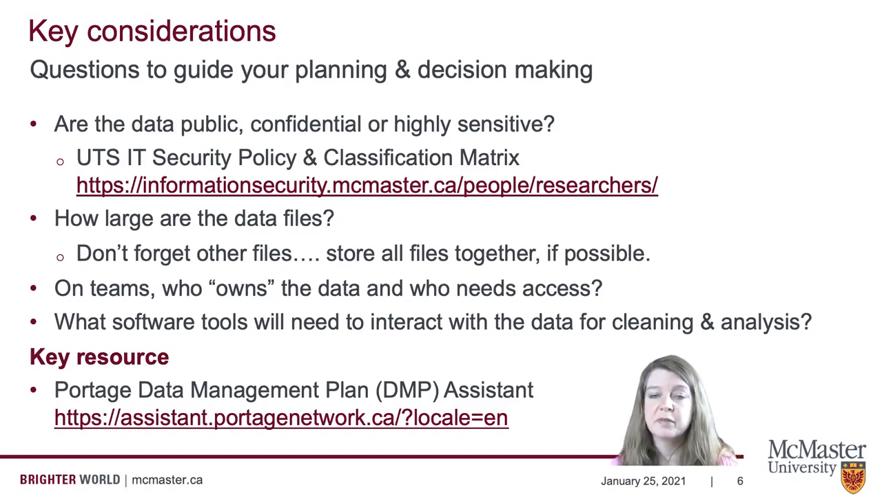So if you're a McMaster affiliate, you'll certainly want to make sure that you're familiar with that classification matrix and think about the risk to your reputation and McMaster's, and potentially your human participants, if you do have human participants, as you think about your data management planning.